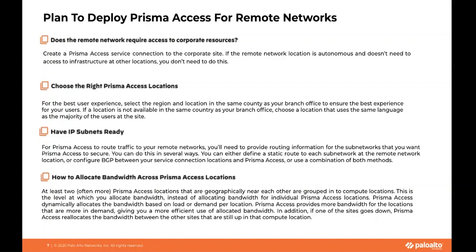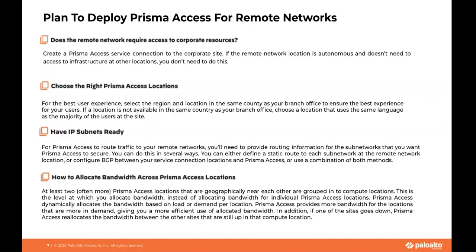Have the IP subnet ready for Prisma Access to route the traffic to your remote networks. You need to provide the routing information for the subnetworks that you want Prisma Access to secure. You can do this in several ways. You can either define a static route to each subnetwork at the remote location, or you can configure BGP, or you can use a combination of both static and BGP.